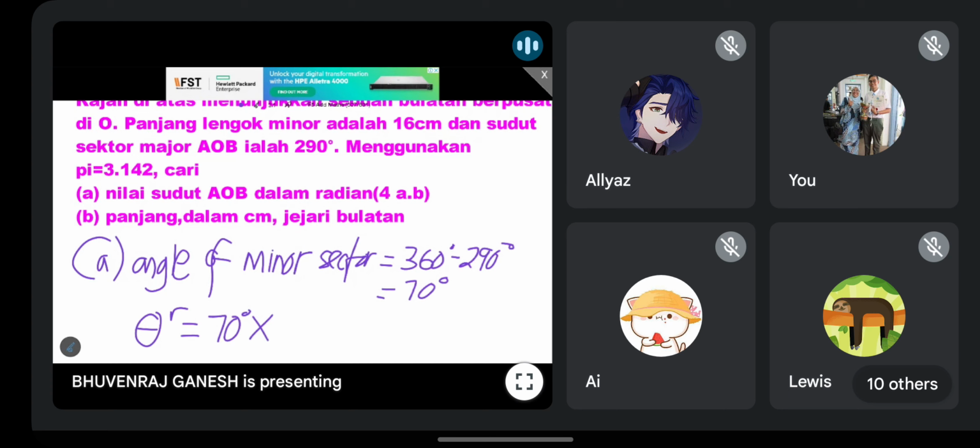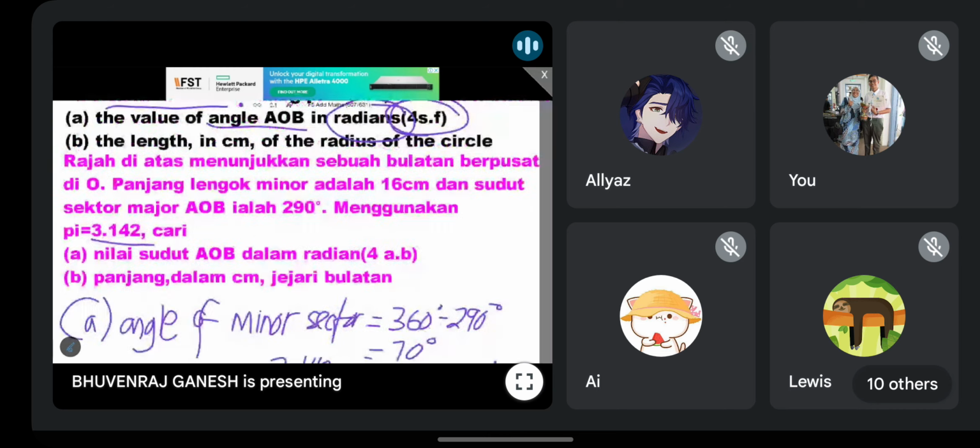70 degree. Okay, guys. Soalan dah bagi tahu nilai pi. Question already given you the pi. So, kamu hanya boleh guna nilai ni. Don't use any other pi value. Use 3.142. So, final answer, 1.222 radian. Okay, for SF. Okay, guys? Understand? So, I think should be okay lah.